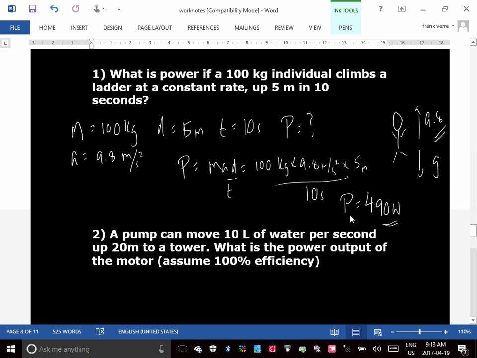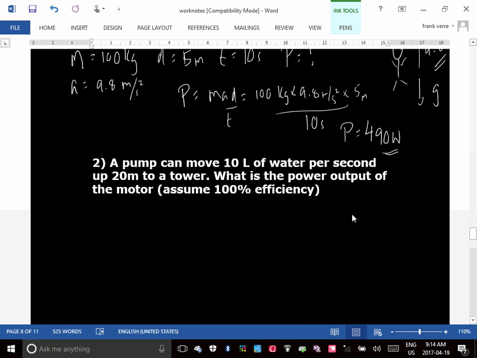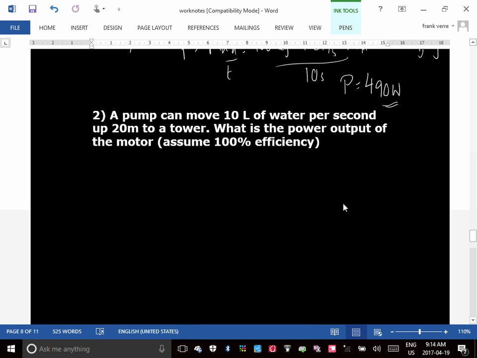Let's look at another question. Here's a question with a pump. A pump can take 10 liters of water per second up a height of 20 meters to a tower. What is the power output? We're going to assume that it's 100% efficient, because in the next question we'll look at what happens if it's not 100% efficient. So we have a pump that moves 10 liters of water up a height of 20 meters.